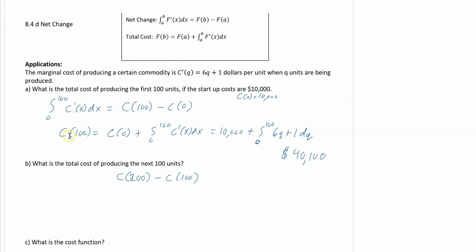So we already know what the cost of 100 is. It's here, and the cost of 200 is here. So all we have to do is really subtract them. So all that is the integral from 100 to 200 of c prime of x dx. So we don't have to include the initial value because we're going from 100 to 200. It is a net change that we're looking for. See, the first 100 include it. The next 100, it's just the cost of actually making those units.